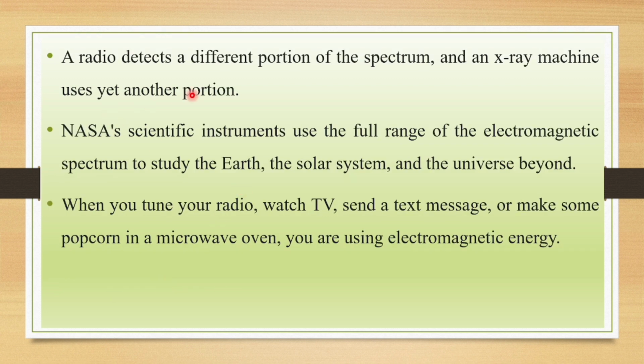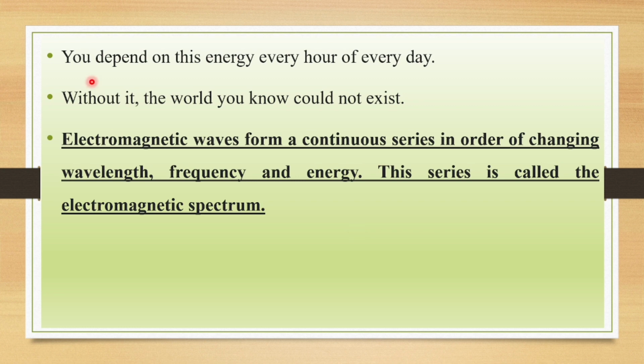A radio detects a different portion of the spectrum, and an X-ray machine uses yet another portion. NASA's scientific instruments use the full range of the electromagnetic spectrum to study the Earth, the solar system, and the universe beyond. When you tune your radio, watch your TV, send a text message, or make some popcorn in a microwave oven, you are using electromagnetic energy. So electromagnetic energy is used in different forms in our day-to-day life. You depend on this energy every hour of every day. Without it, the world you know could not exist.